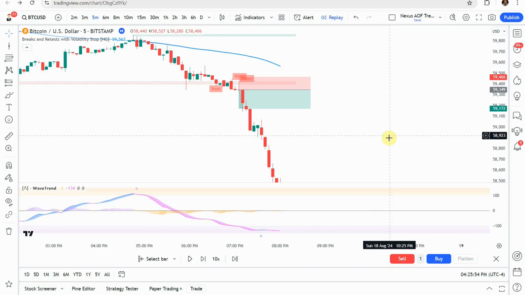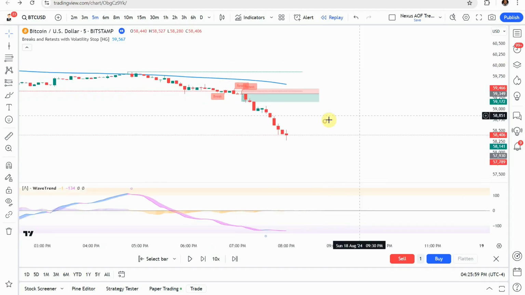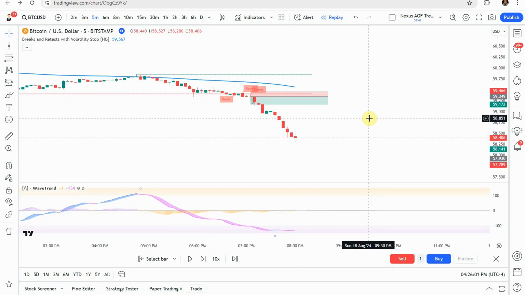Alright, so that puts us at the end of the testing right there. Let's go ahead and go over the numbers on the strategy. So we did the 50 trade test like we normally do. Out of those 50 trades, we got 23 winning trades and 27 losing trades. It's going to put it at a 46% win rate.